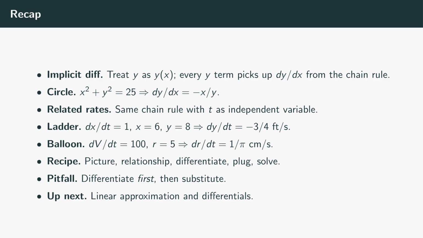Then related rates, the same technique with time as the independent variable. Every geometric quantity becomes a function of t, and every term picks up its own rate. The ladder problem. 10-foot ladder, base moving out at 1 foot per second, top descending at 3/4 of a foot per second when the base is 6 feet out. The balloon problem. Air pumped in at 100 cubic centimeters per second, radius growing at 1 over pi centimeters per second when the radius is 5. Both fall out of the 5-step recipe: picture, relationship, differentiate, plug, solve. And the one pitfall, differentiate before you substitute, never the other way, or all the rate information collapses to 0 equals 0. Next time, linear approximation and differentials.